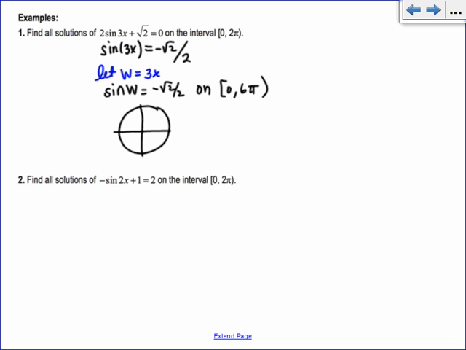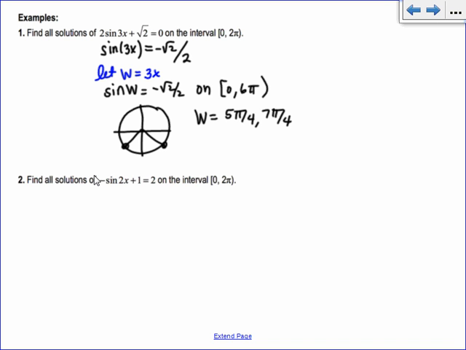Okay, so I have sine is equal to negative root 2 over 2. So down here and down here. And I'm going to have 6 answers, because I'm going to have 2 answers for every rotation. So w is equal to, that first one is 5 pi over 4, and the next one is 7 pi over 4. We want to keep doing one full rotation around until we do it 3 times, okay?